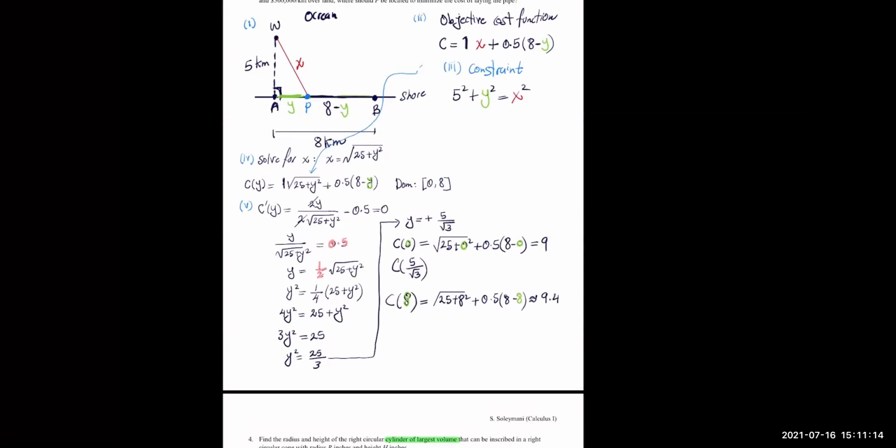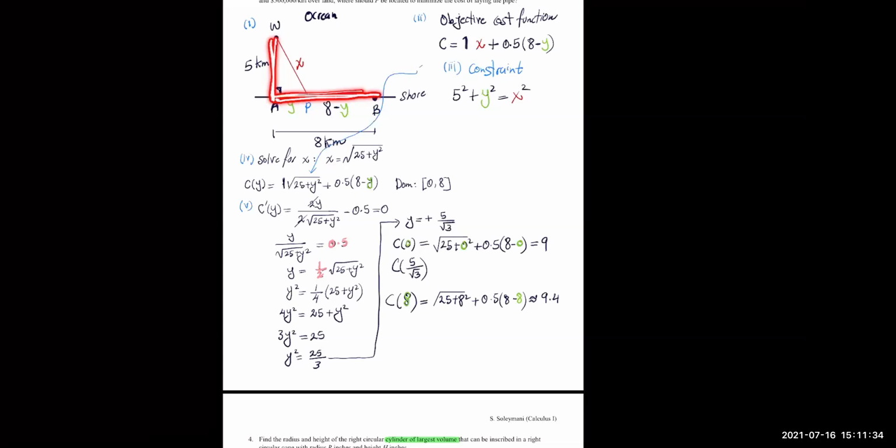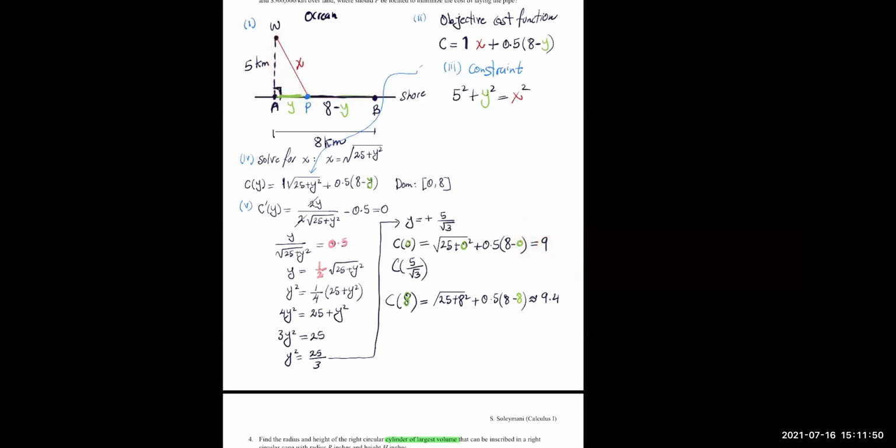So here, a cost of 9 million means that when y is 0, so y being 0 means that P is right at A, which means that you are going to run the pipe directly to A and then on ground to B. This is the path that you'll take to transport the pipe, transport oil. And if you do that, your cost is $9 million. That's what it means.